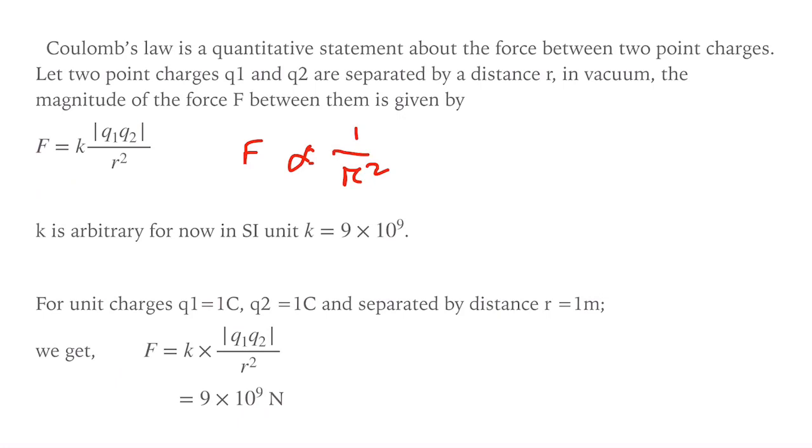So this defines what a coulomb is. 1 coulomb is the charge which, when placed at a distance of 1 meter from another 1 coulomb charge in vacuum, experiences an electrical force of repulsion of magnitude 9 into 10 to the power 9 Newton.